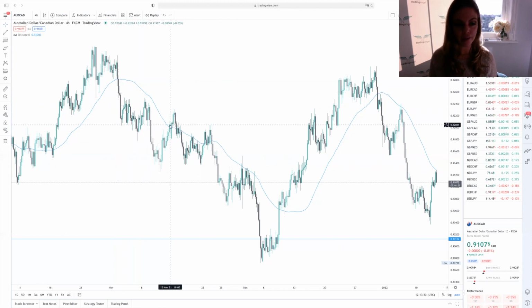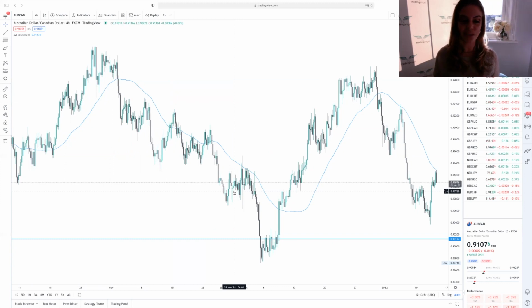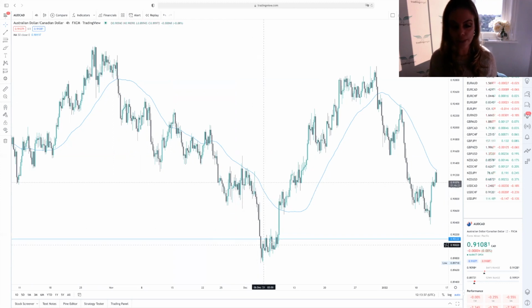It wouldn't have been the best, and unfortunately, you would have had a lot more to go if you'd held it, but you don't want to be holding trades that look like they're moving in the opposite direction. So that one would have been slightly annoying, but let's have a look at this one here.